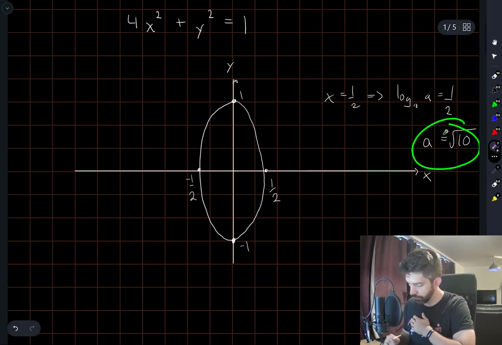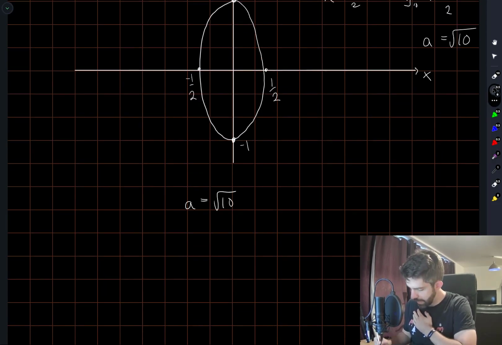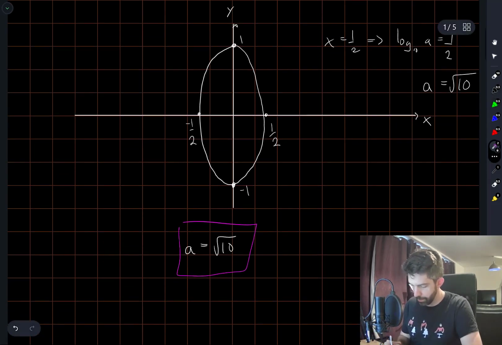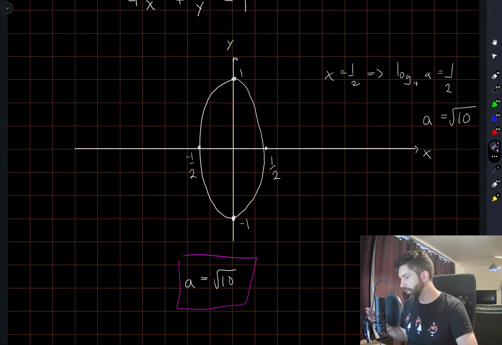Yeah, okay. So this is the answer. a equals root 10 is the largest value of a that we can pop in here, and that corresponds to, on the ellipse, this point here. Any other value of x is less than a half. That means, I mean, the log function is increasing, right? So a smaller value of log a corresponds to a smaller value of a.